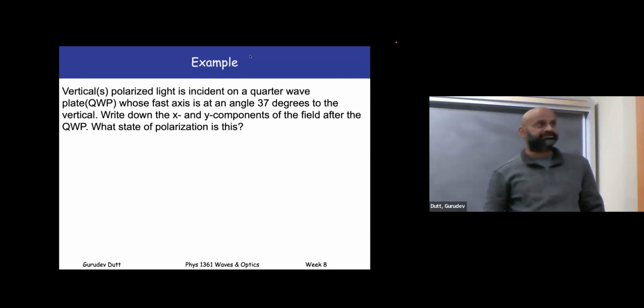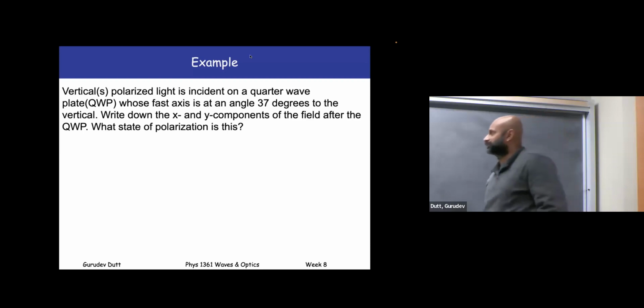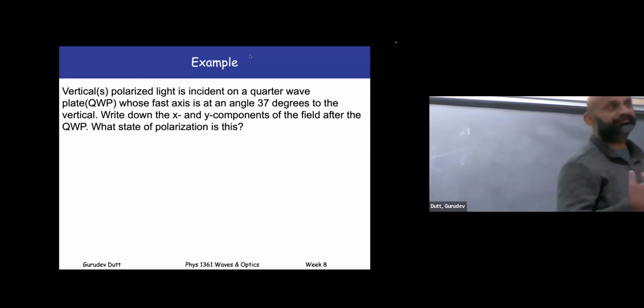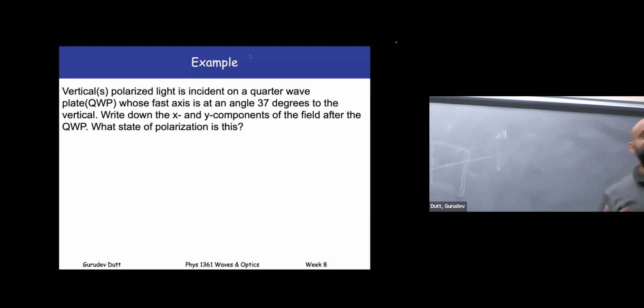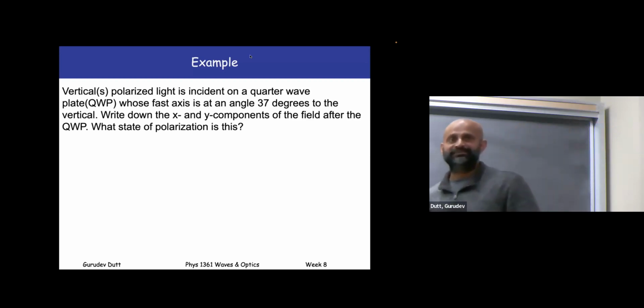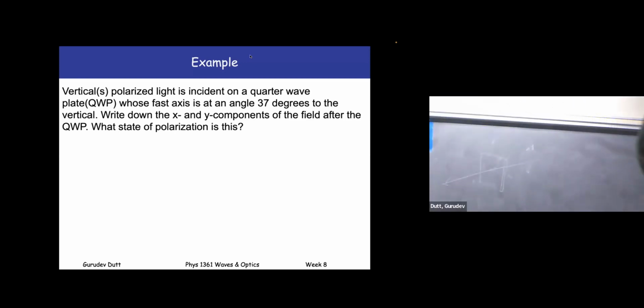Remember, the fast axis will give you a negative sign on the phase difference between the components. Because the fast axis has a higher speed but lower refractive index, the phase difference is negative. If it's pi over 2, it will be negative. So it's 37.